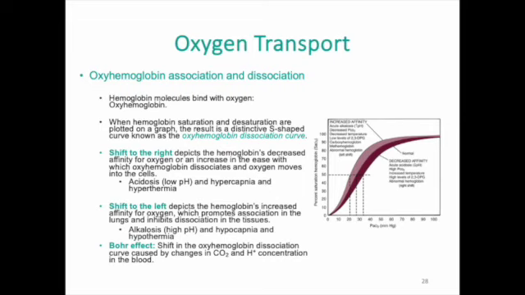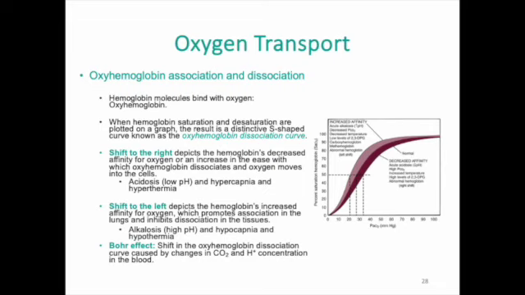Okay, so when it binds in the lungs, it's called oxyhemoglobin association or hemoglobin saturation. But when it is desaturating, this is called hemoglobin desaturation, and this is happening in the body tissues, so cellular level. When hemoglobin saturation and desaturation are plotted on a graph, we get this distinct S-shaped curve, and this is what you can see here on this picture. This is known as the oxyhemoglobin disassociation curve.